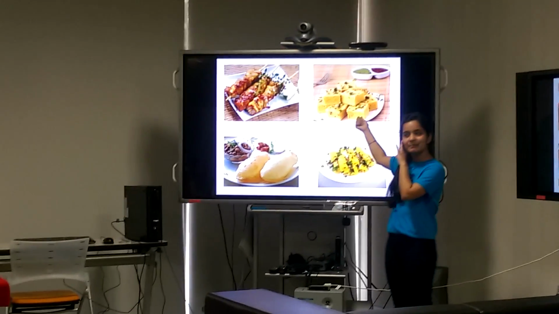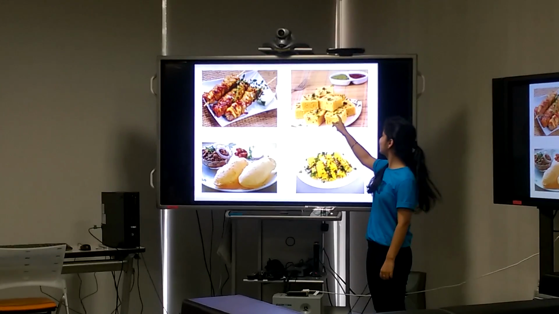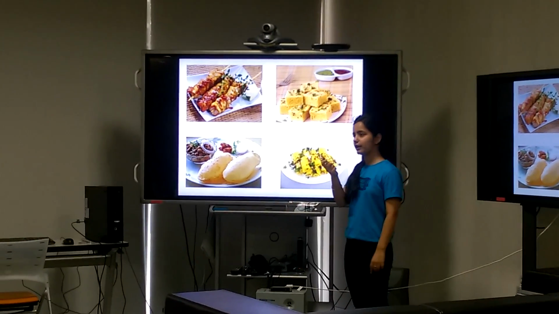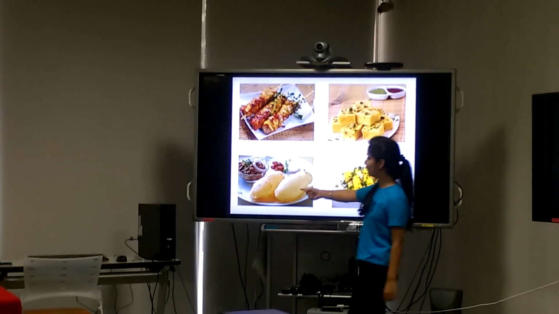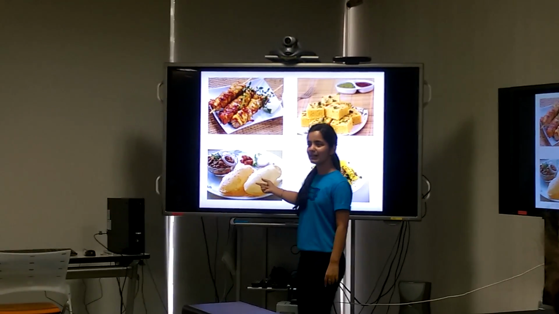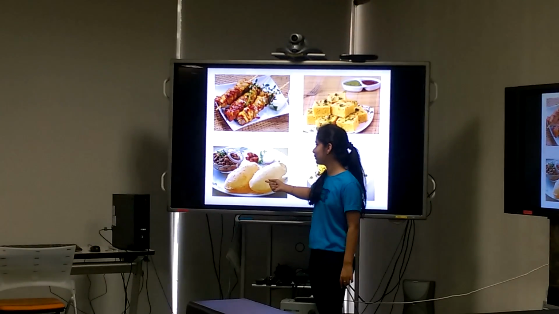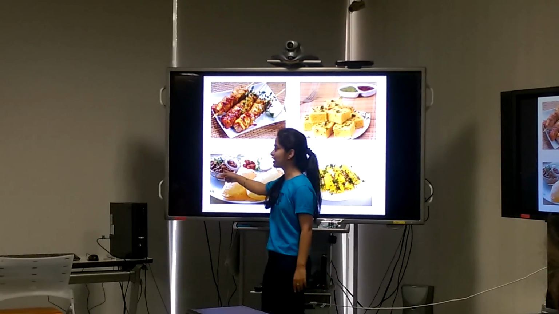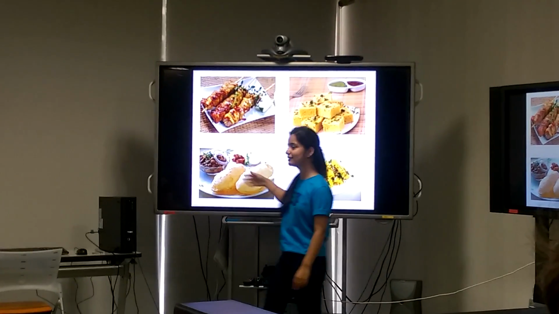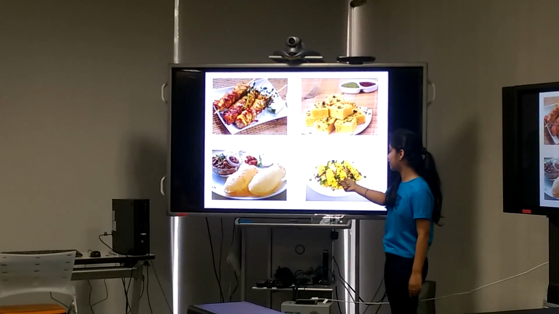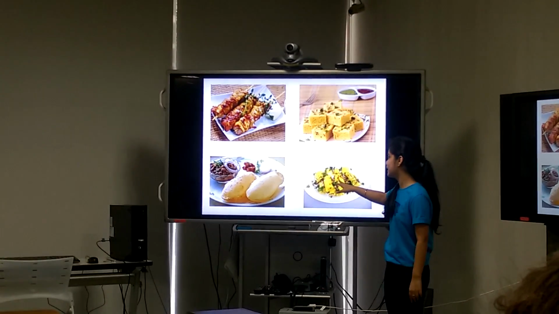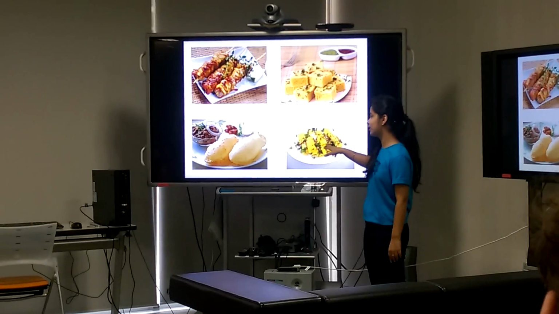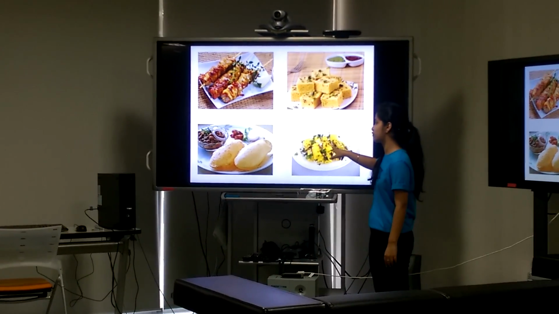And this is dhokla, which is also a very good snack. It's made from fermented flour of besan. And this is another kind of bread, which I haven't seen here, but it's fluffy and puffy, and it's served with chickpeas. And there is another kind of snack which is made from besan, another kind of flour, with other ingredients and mixtures in it.